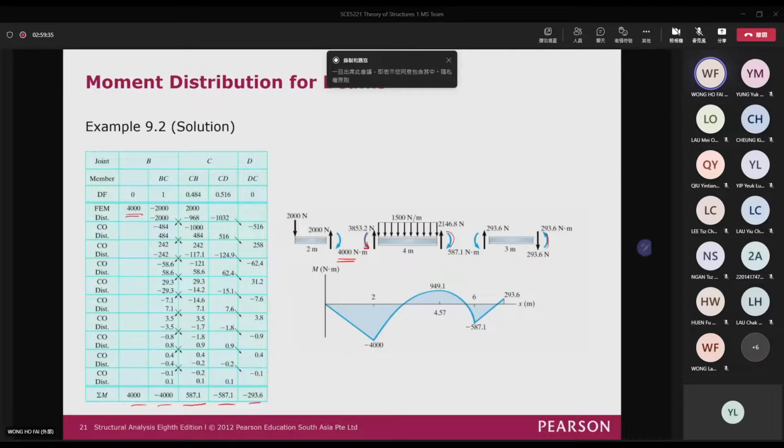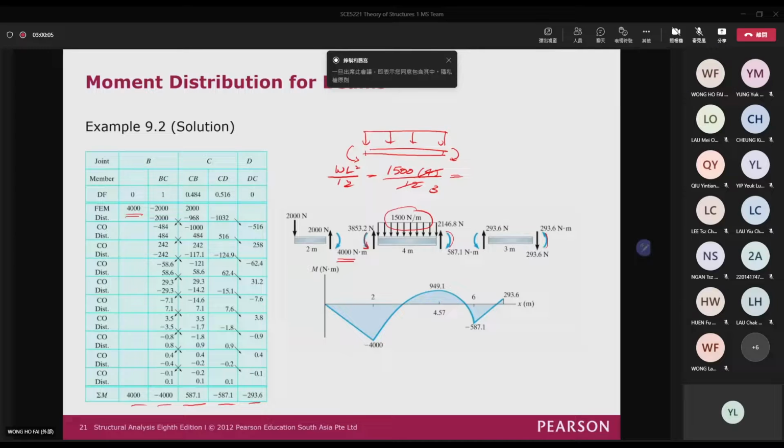When you write down your fixed end moment, of course, it is due to this 1,500. For this distributed load, the fixed end moment is WL squared over 12. So W is 1,500, times the length, which is 4, and then you divide it by 12. So actually it is equal to, sorry, this one is 4 squared.